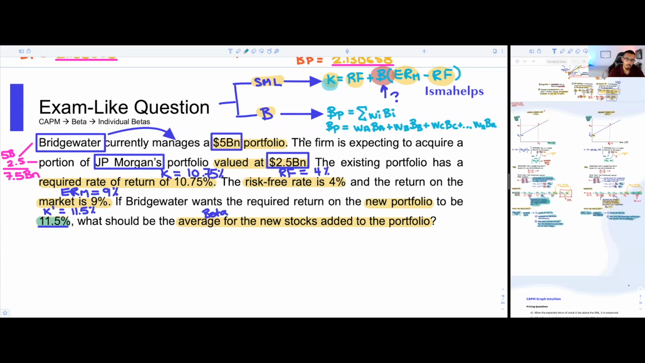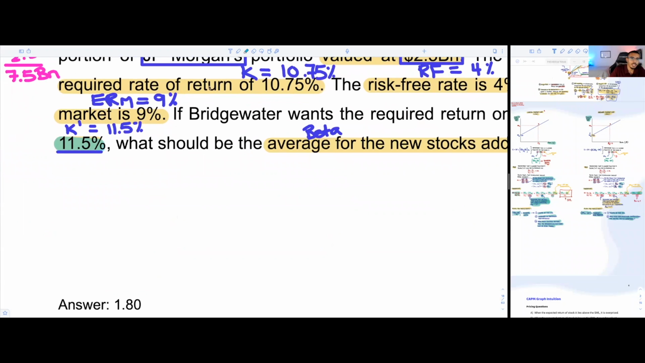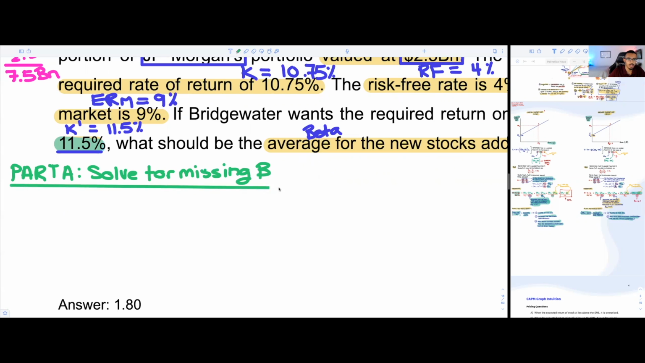So anyways, we'll start step by step, and hopefully that will give you some context on what to do, all right? So let's just do that. Let's go ahead and use green. So part A, I guess, I'll go here. Part A would be solve for missing beta.